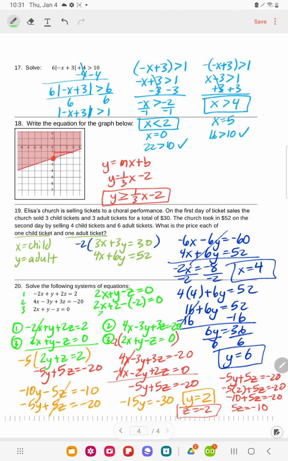So this simplifies to 2x, 2 plus 2 minus negative 2 is 2 plus 2 is 4, equals 0. And then we subtract 4 on both sides, and we get 2x equals negative 4, or x equals negative 2. So I'm going to write it right down here. Our final solution: x equals negative 2, y equals 2, and z equals negative 2.